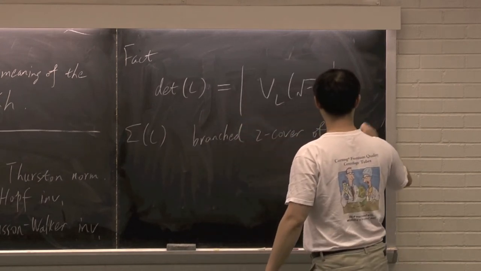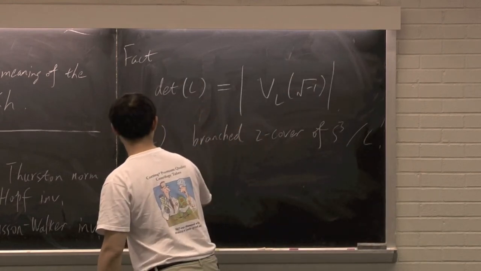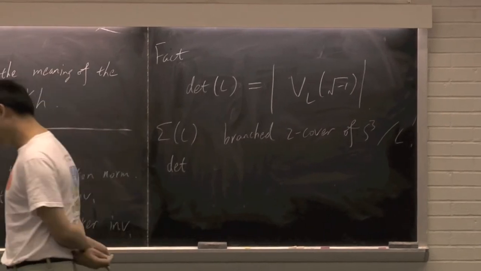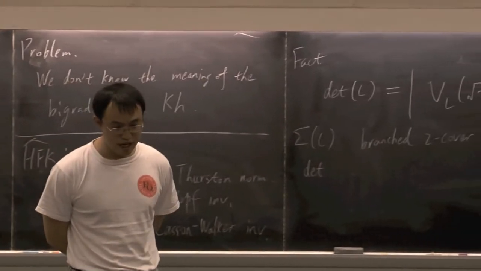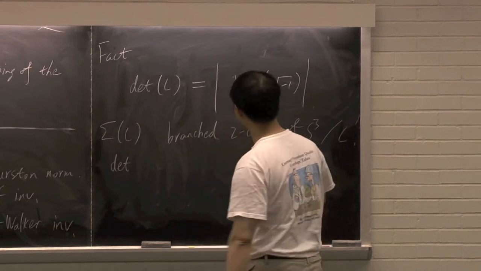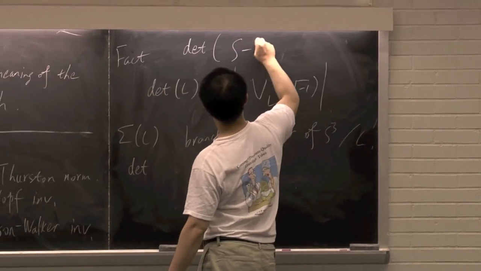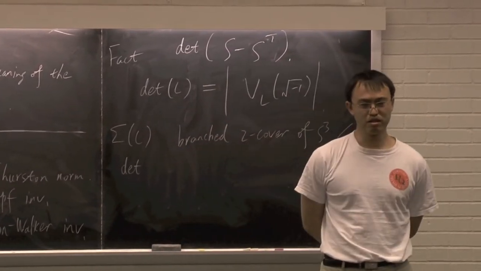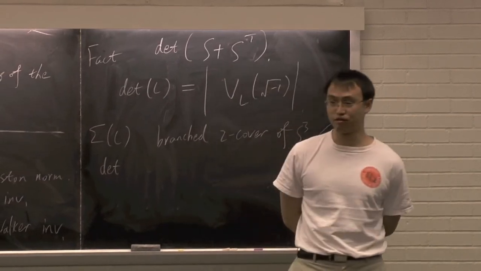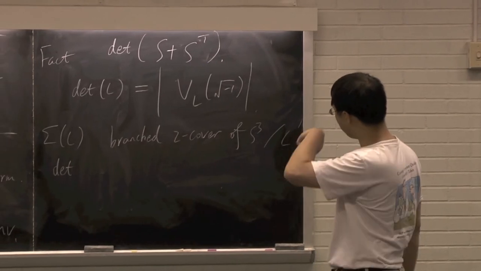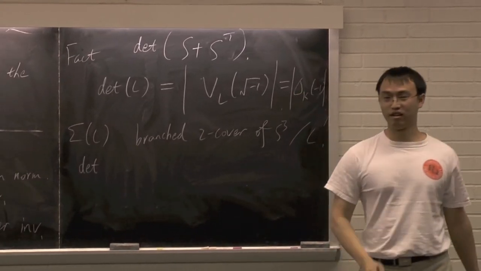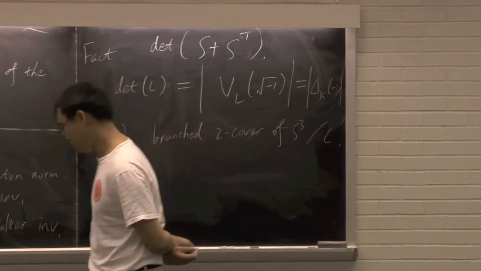Double cover of the sphere here over L, and we know... no, it's not the determinant of the link. So if you take the Seifert matrix, and that's the determinant of S, minus or plus. So S is a Seifert matrix for the link, then the determinant is defined. And actually, it's the value of the Alexander polynomial at minus one. So that's the value of the Alexander polynomial.